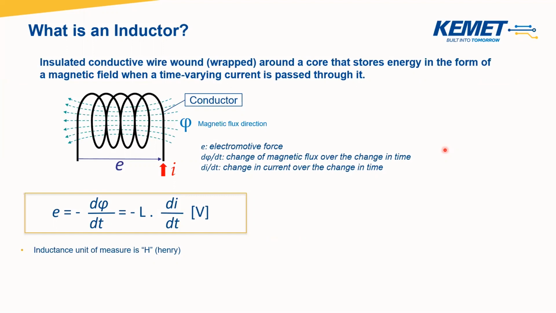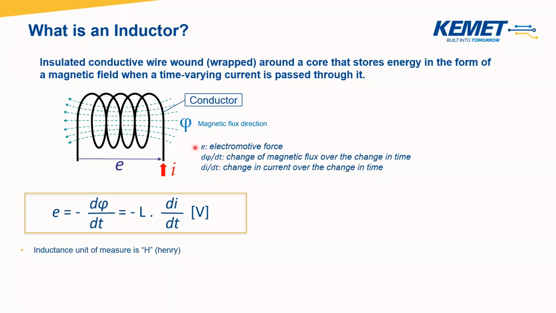So what is an inductor? Well, an inductor is an insulated conductive wire that is wound, meaning wrapped, around a core. What an inductor does is store energy in the form of a magnetic field when you pass a current through the coil. And that current has to be a time varying current. Time varying means a current whose value changes with time.